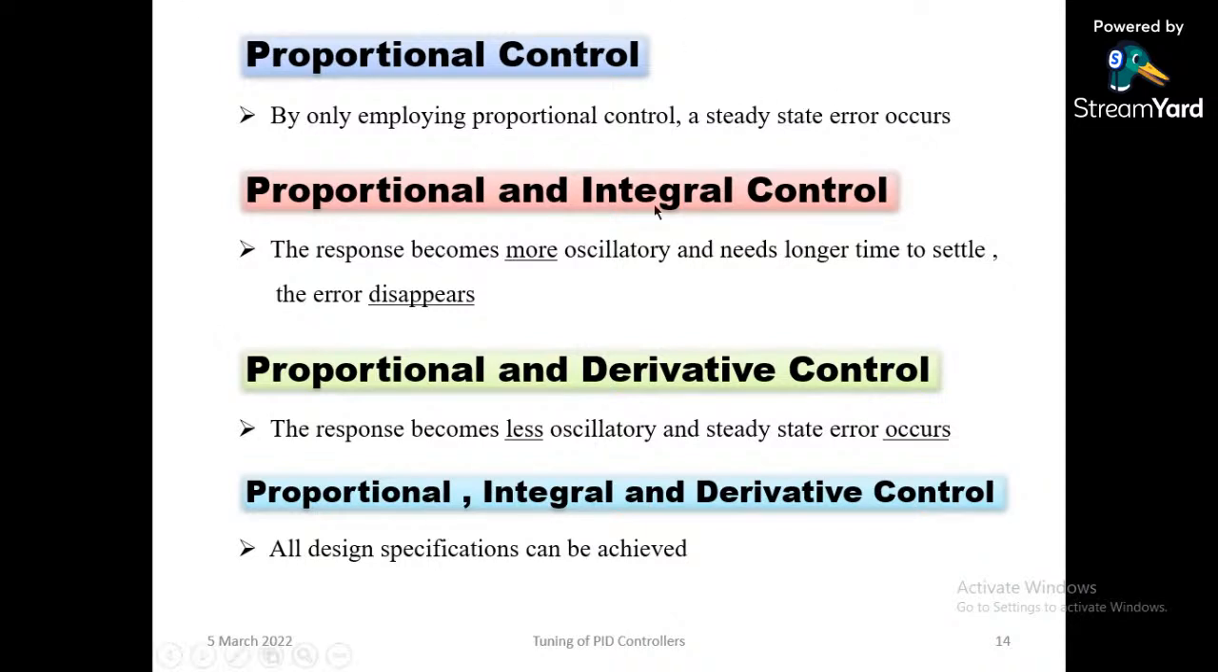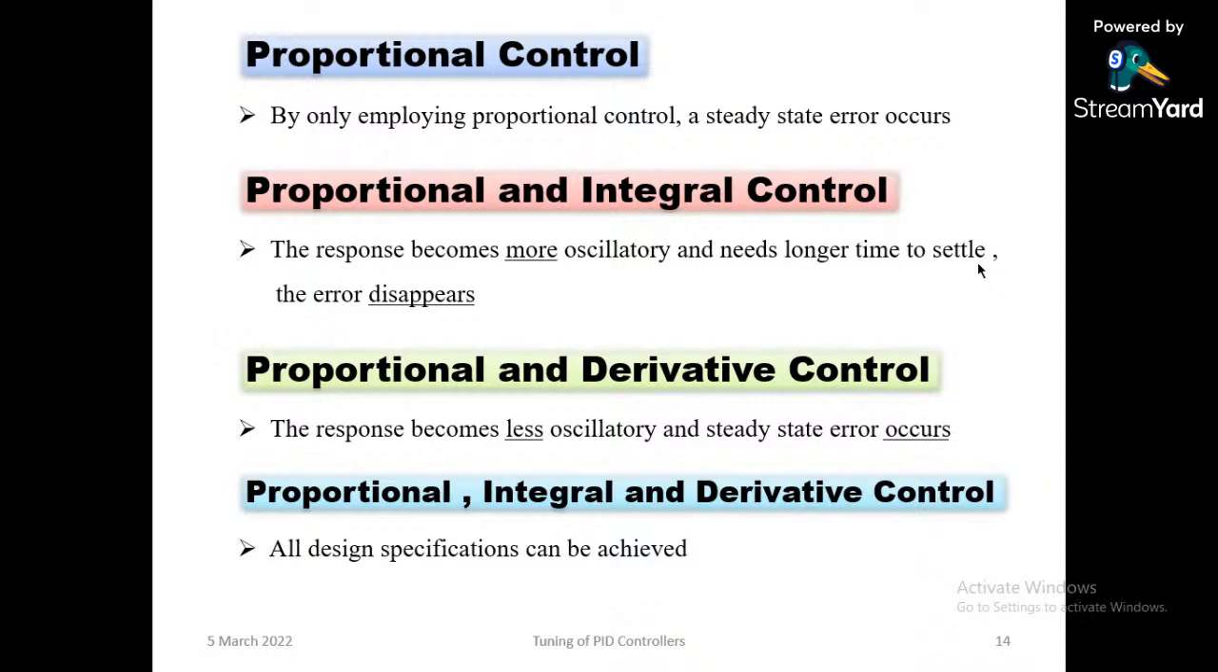Next is the proportional plus integral action. The response becomes more oscillating because I have used the integral controller, and it needs a longer time to settle. Now, as in the fan example I gave, it may require 5 hours to reach its final value.